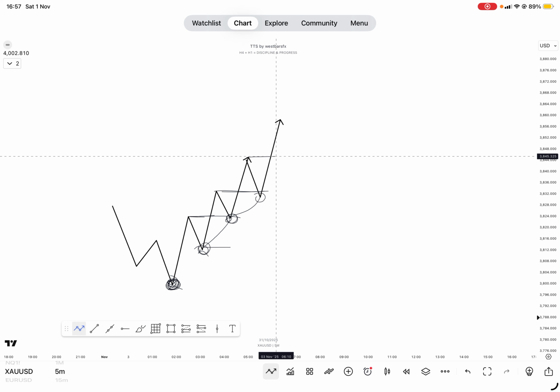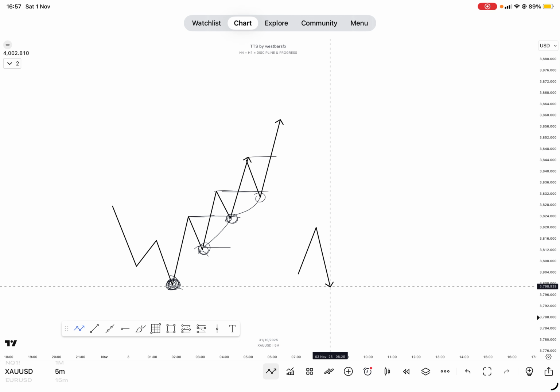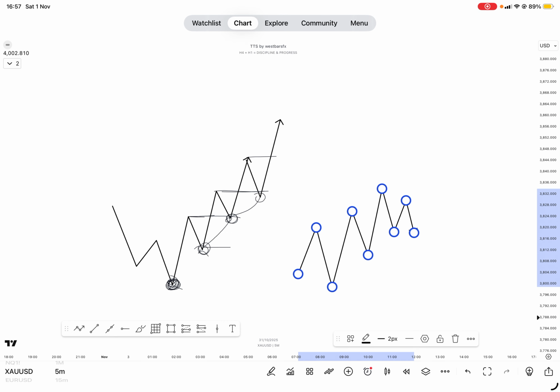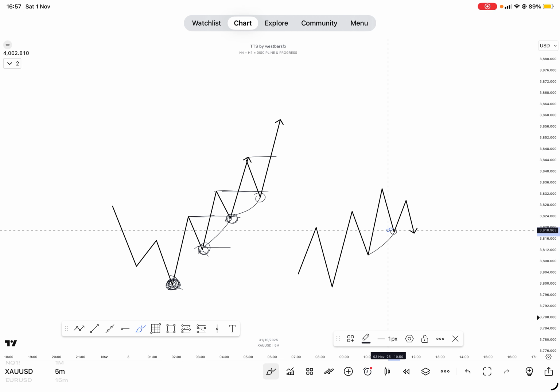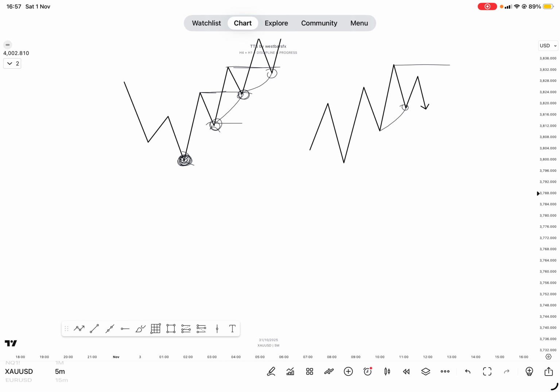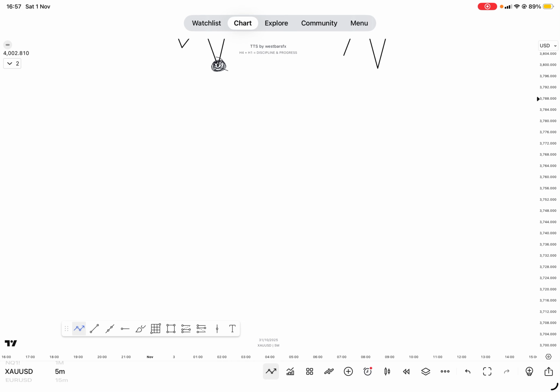If price does something like this, can I say this guy is efficient? No, because there is no break of structure. Okay, there's no break of structure. All right, so break of structure is very important, very important. So let's see another example.